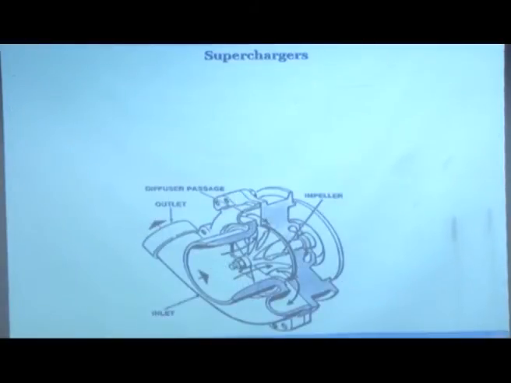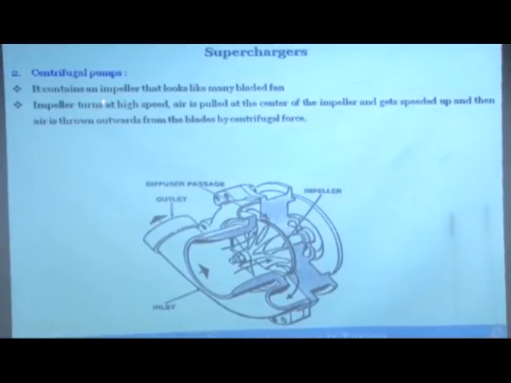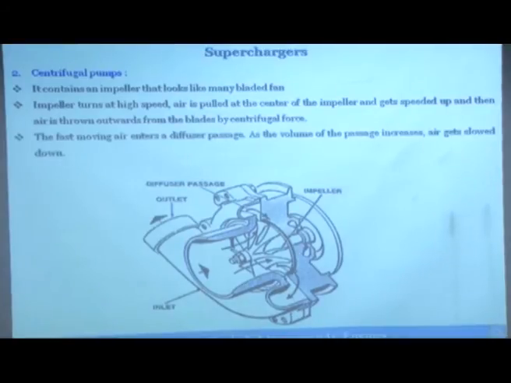The second is the centrifugal type. I think this is similar to what we have already discussed. It contains an impeller that looks more like a bladed fan, and it rotates at high speed. Air is pulled in at the center of the impeller, and then you speed it up. So, basically you provide the kinetic energy, and the air is thrown outwards on the blade by centrifugal force, and then it passes through a diffuser.